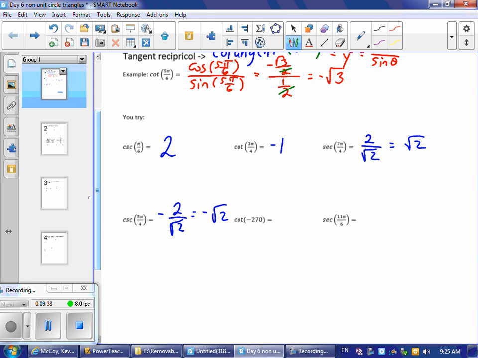Cotangent of negative 270. Now you have to think about this one for a second. Negative 270 degrees, that's going backwards around the circle. So if I start here, negative 270 starts here and goes to there. So it's really going to end up in the same location as 90 degrees, which is pi over 2. And we're talking about cotangent. Cotangent, remember, is not going to be y over x, it's going to be x over y. So the point here is the point 0, 1. Well, if I want x over y, that's going to be 0 over 1, which is just 0.